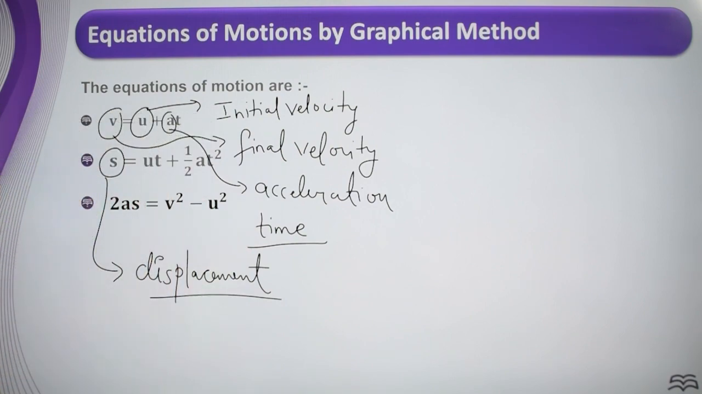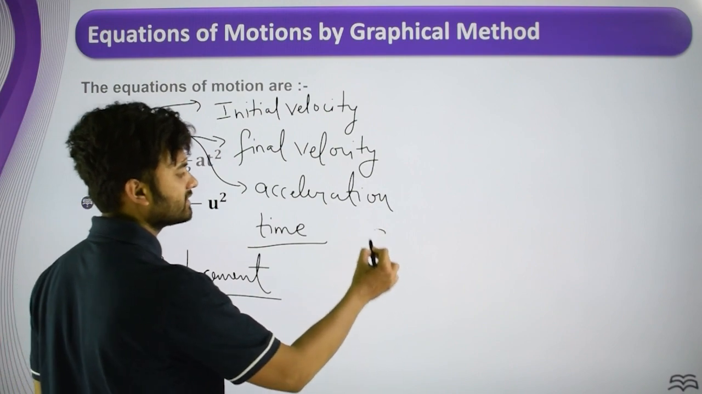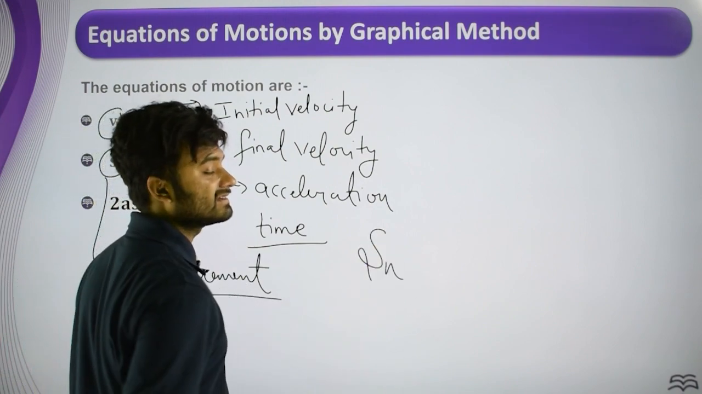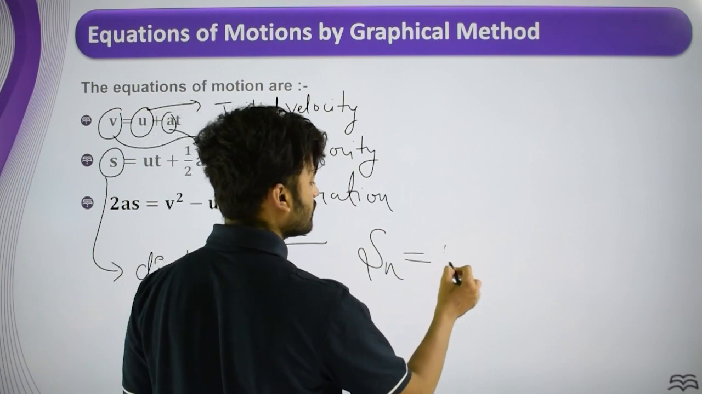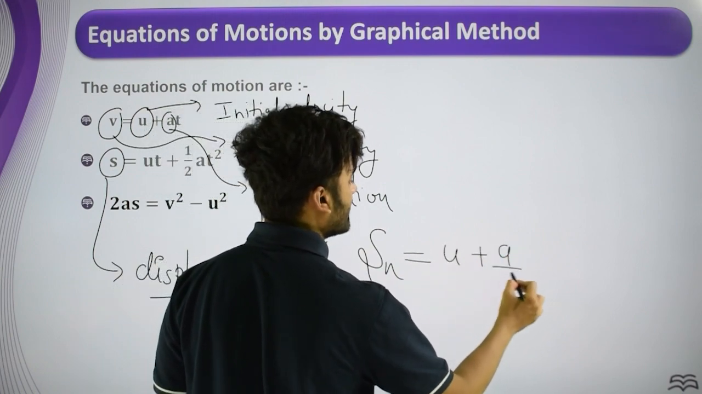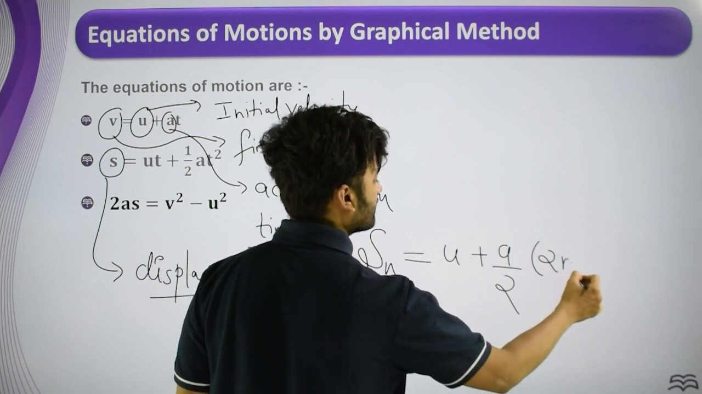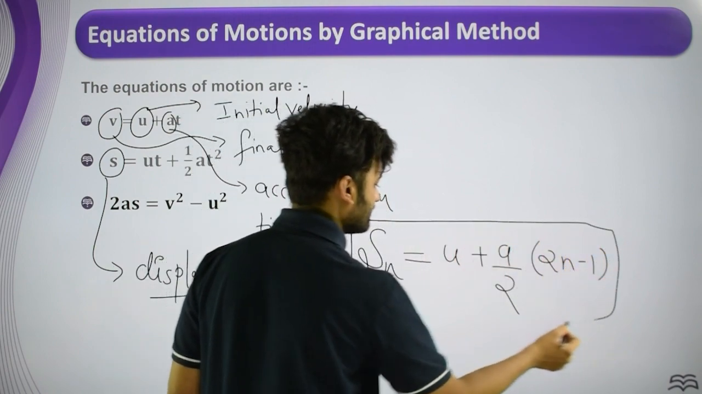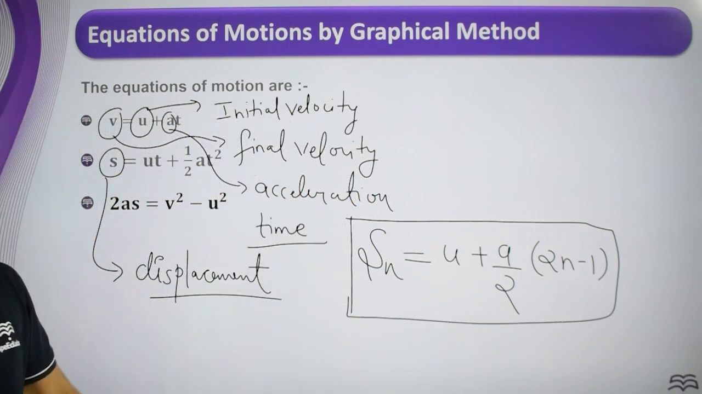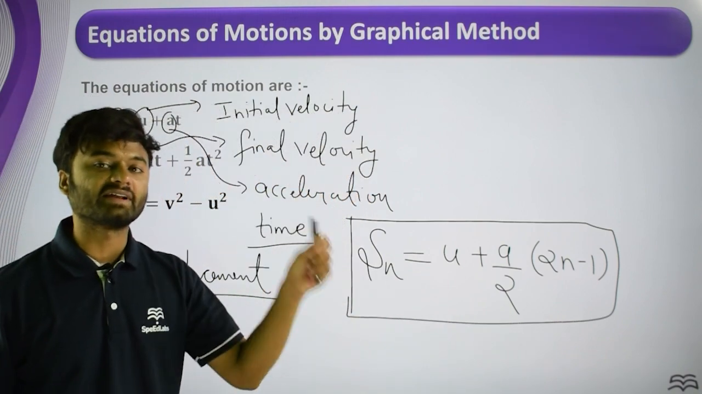There is also one equation by which we can get the displacement traveled in the nth second, that is equal to u plus a by 2 times (2n minus 1). This is our fourth equation of motion. You will study this in your higher classes, but I have explained it to you also. This is the displacement traveled in the nth time.